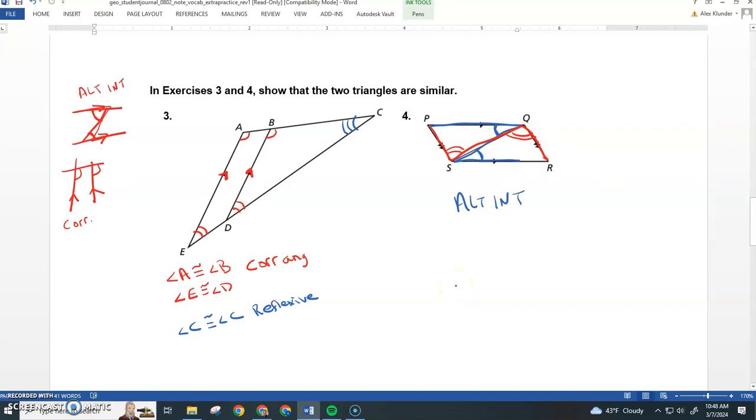In reality, on a quiz, I just need you to say something like, hey, by correspondings and by reflexive. I need you to say, hey, by alternate interiors. We would guarantee that those are similar.